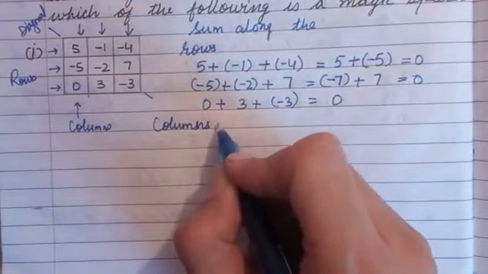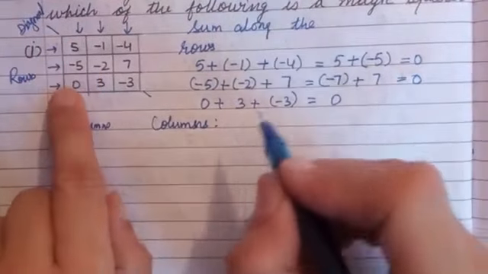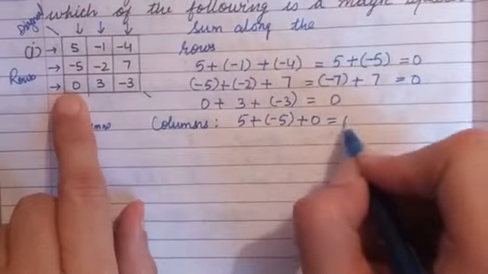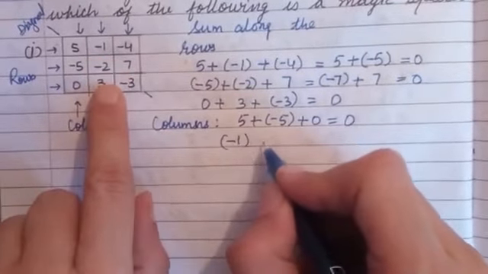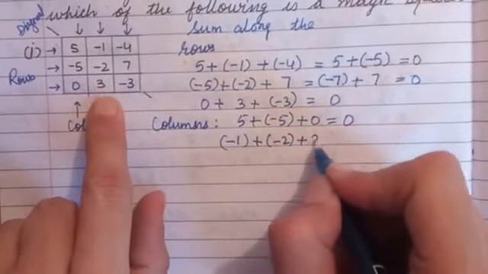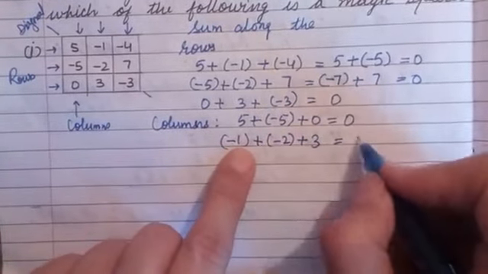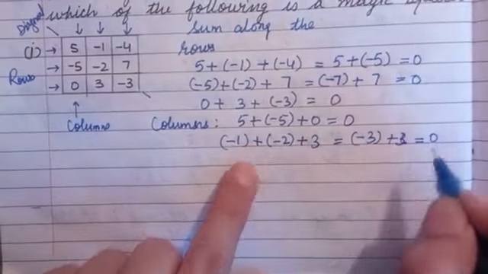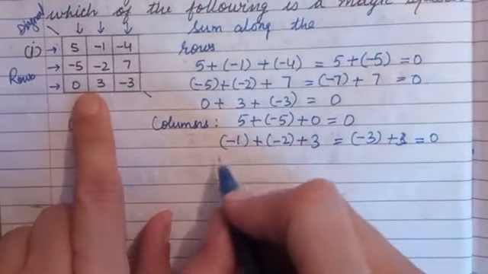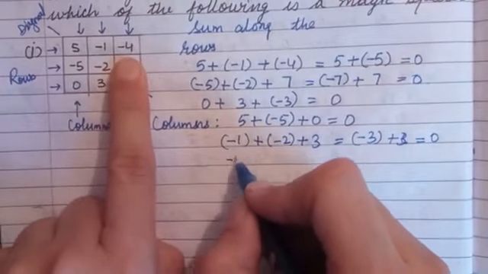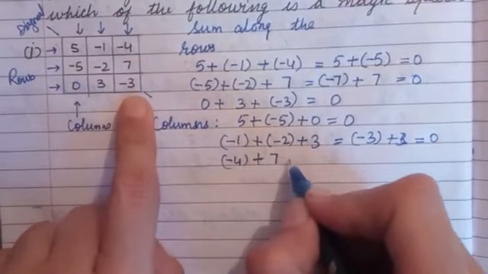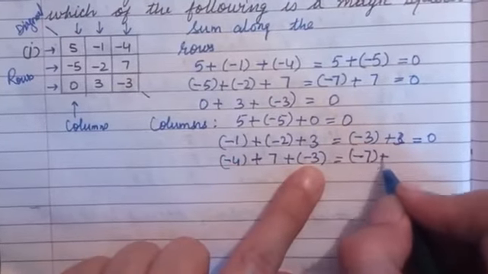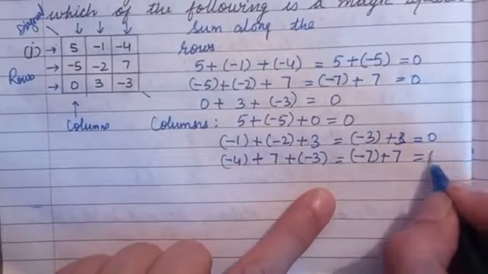Now along the columns, let us see the sum. Here first column 5 plus minus 5 plus 0. 5 minus 5 is 0. Minus 1 plus minus 2 plus 3. Sum of two negative integers is a negative integer, and here minus 3 plus 3 is 0. Then minus 4 plus 7 plus minus 3. Sum of two negative integers is a negative integer, and minus 7 plus 7 is 0.